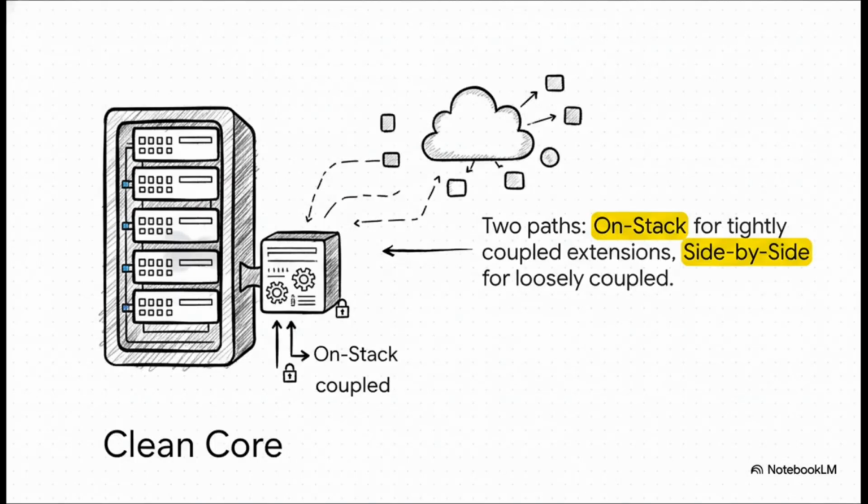And really, you've got two main paths you can take. First, there's on-stack extensibility. That's where your custom code lives right inside the S/4HANA system itself, perfect for things that are tightly connected. Your second option is side-by-side extensibility, where you build a completely separate app on the SAP Business Technology Platform, or BTP, that just talks to your core system through APIs.